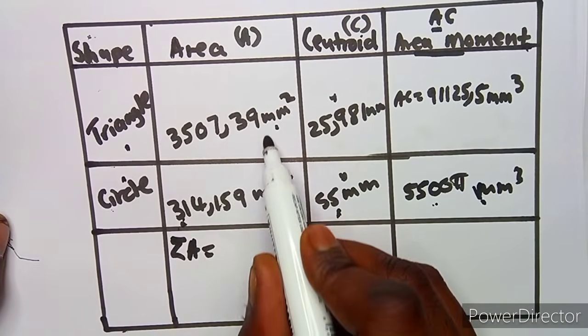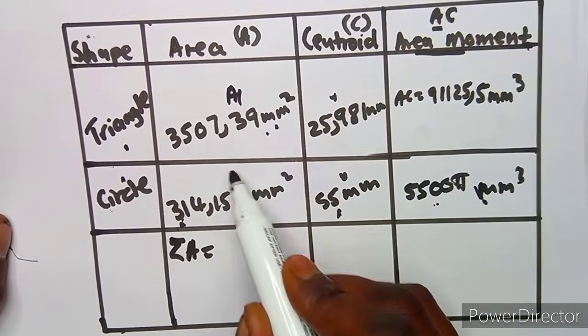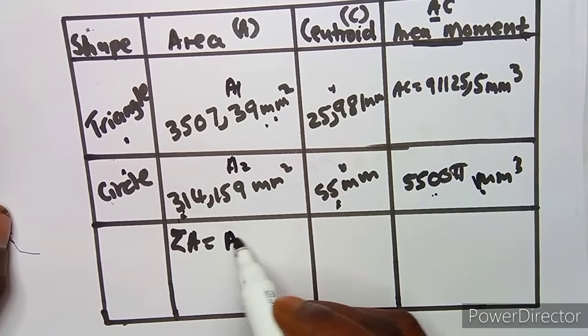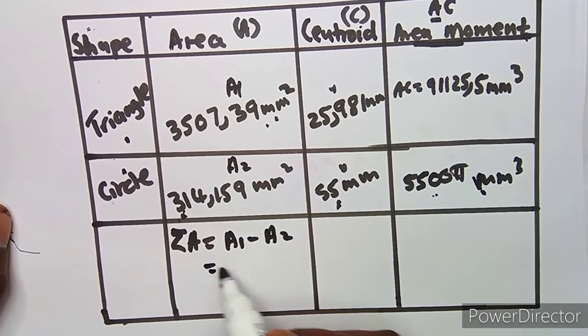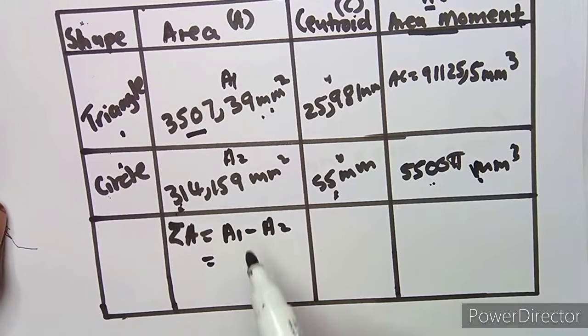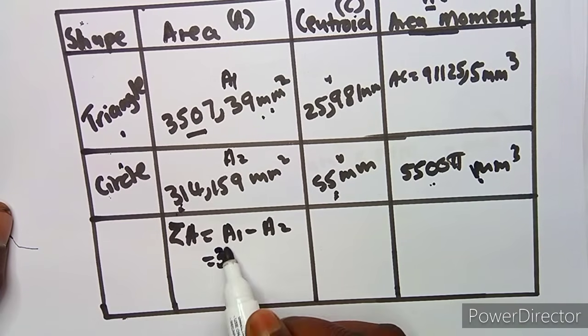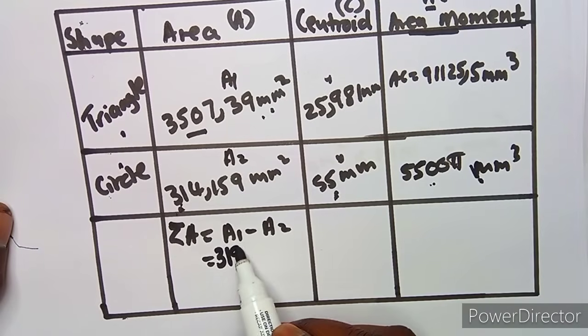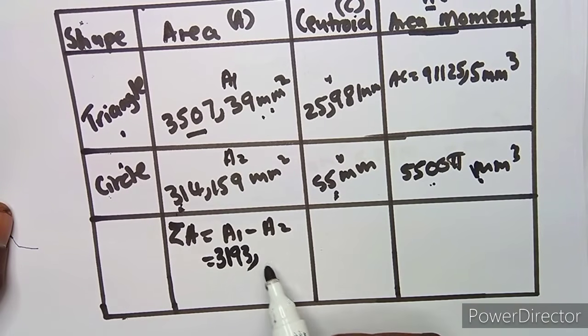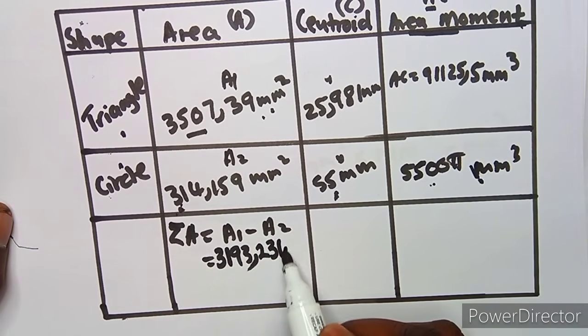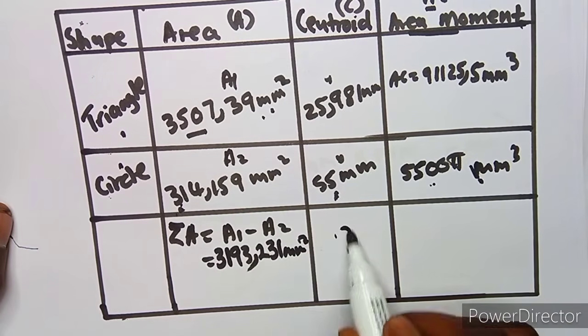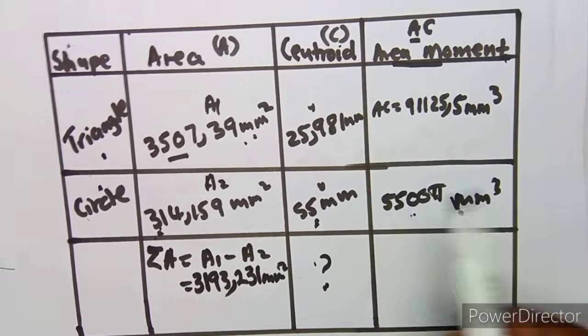which is this one. You can just say this is our first area, our second area, so it's going to be A1 minus A2, the first area minus the second. I'm not going to write out the subtraction, I'm just going to write the answer here. You're going to obtain something like 3193,231, which is in square millimeters. Here there's nothing, just leave it like that.